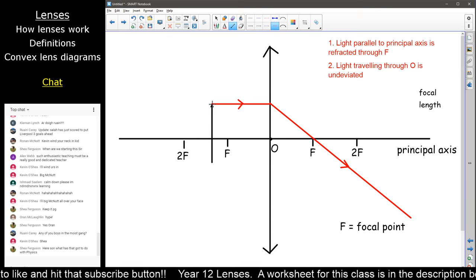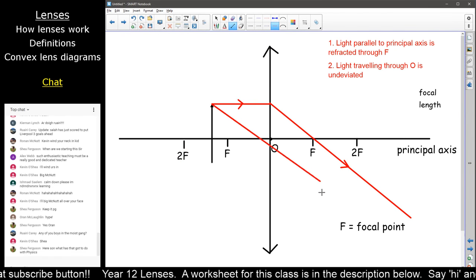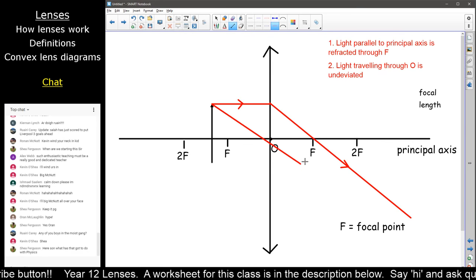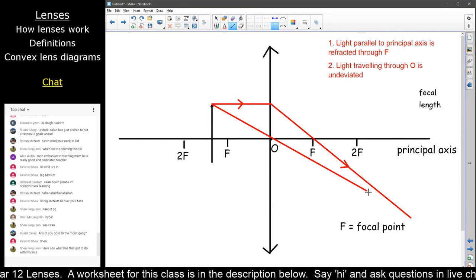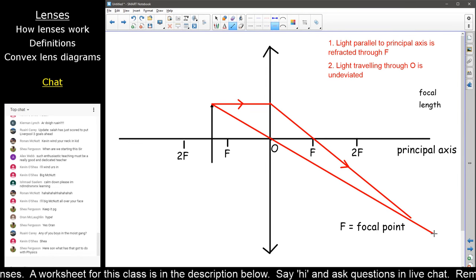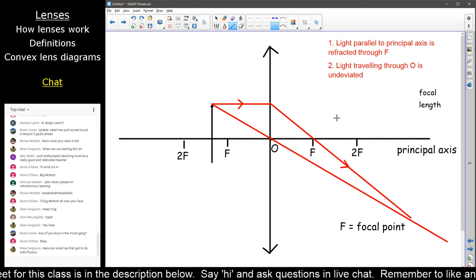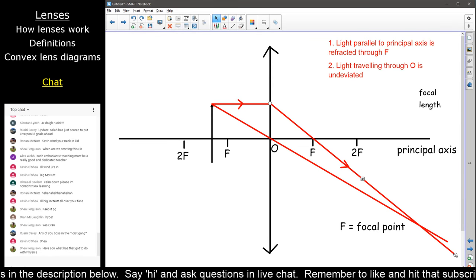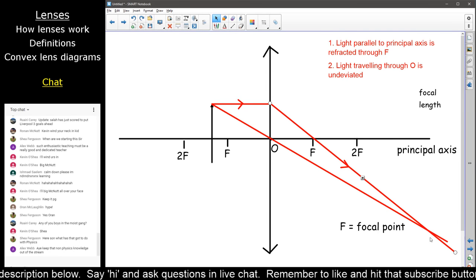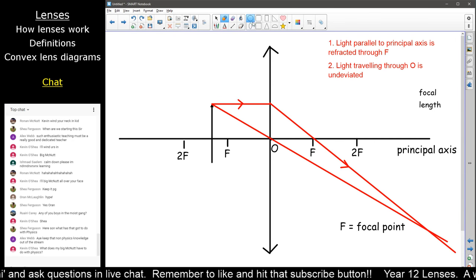So once again, we know that there's rays of light coming from everywhere, but there's also definitely one going through O. And from our second rule, light traveling through O is undeviated, so I can keep that traveling along this way. Let's just line that up nicely. And let's keep this going. And here we see that we get a crossover point. That's all right, that's not bad, it's 3F. And our crossover point is here.